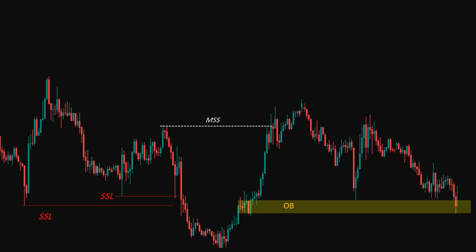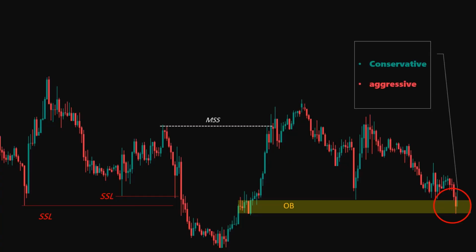After marking out the block, your job is to simply wait for price to retrace into it. That's where the trading opportunity usually develops. Now, when price taps back into the block, you've got two possible entry styles, conservative and aggressive. Let's walk through the conservative approach first.